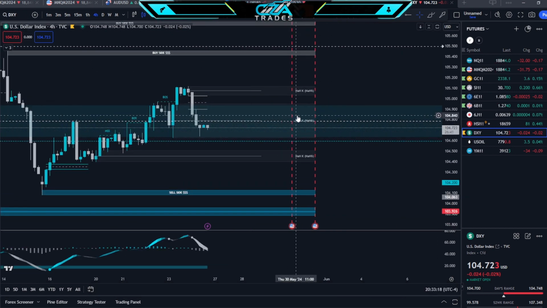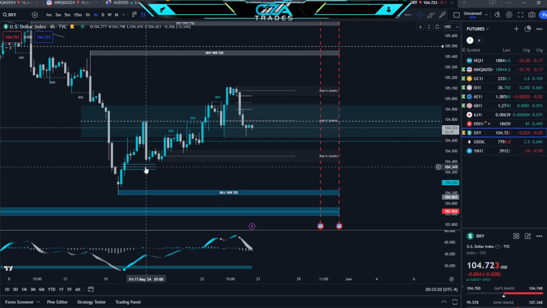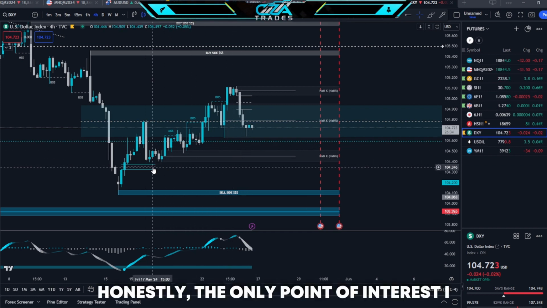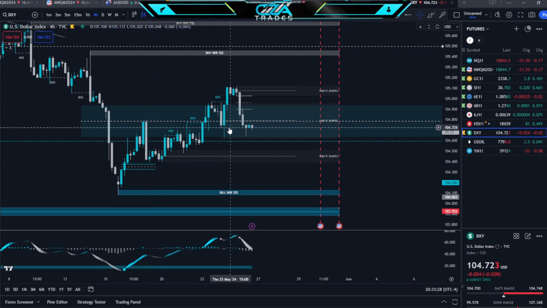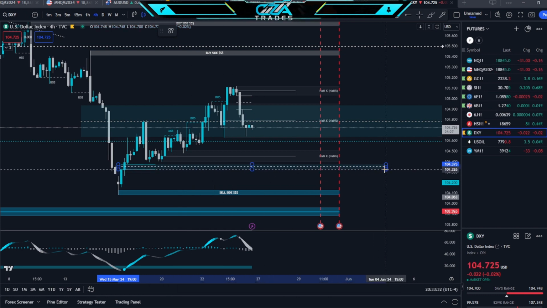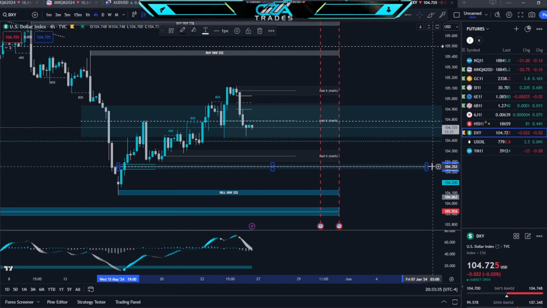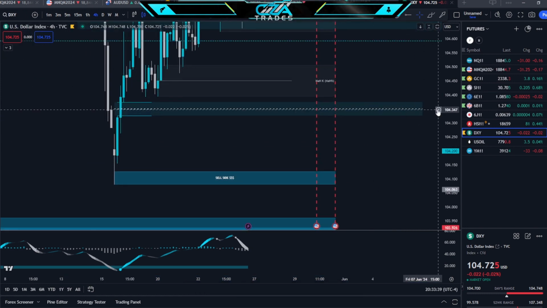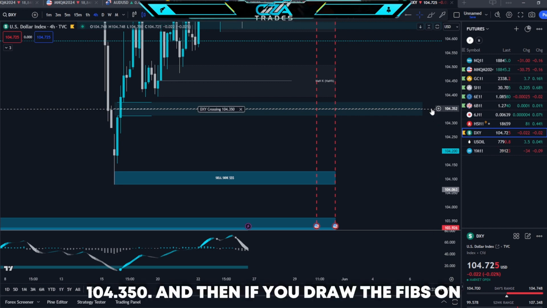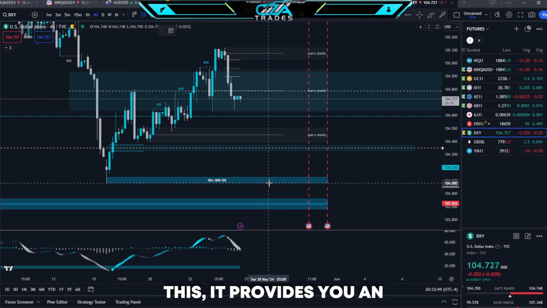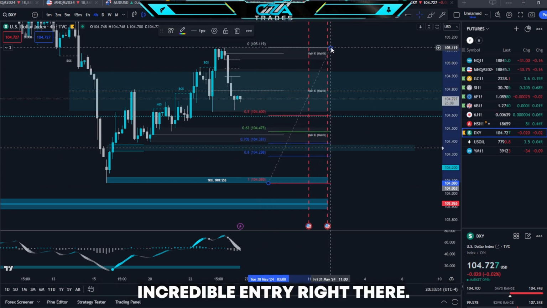What do we see here? Honestly, the only point of interest I see is over here, but that's really low. But we can still consider it. It's on 4 hour. Let's lock that in. $104.350.